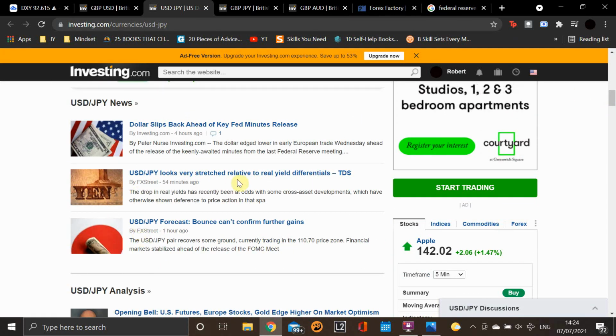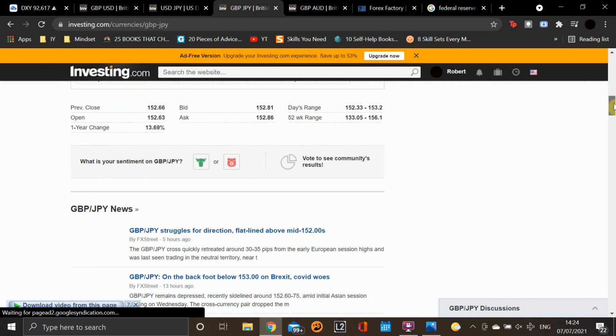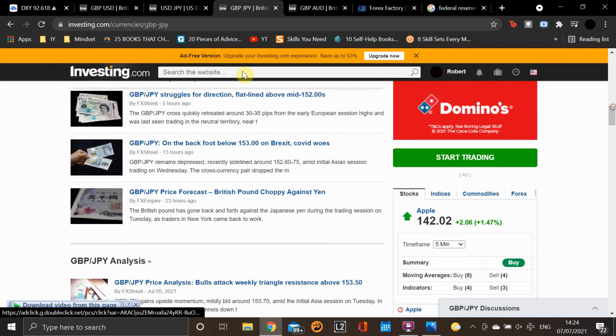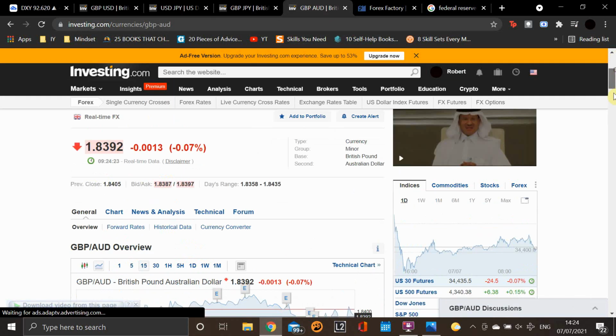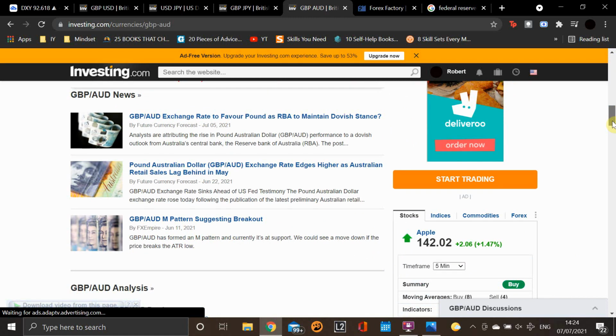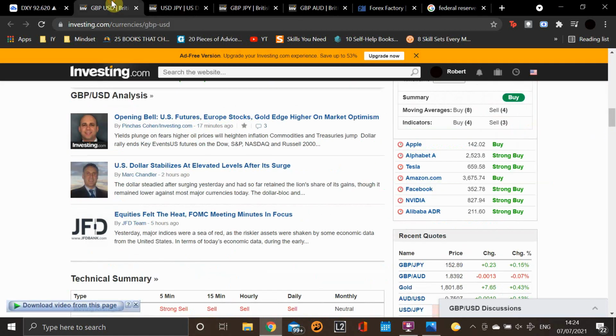Nothing here. USD JPY looks very stretched relative to real yield differentials. Bounce can't confirm further gains. Okay, nothing there. GBP JPY, anything there? GBP JPY struggles for direction, flatline above mid 152. So the news isn't really affecting anything here.